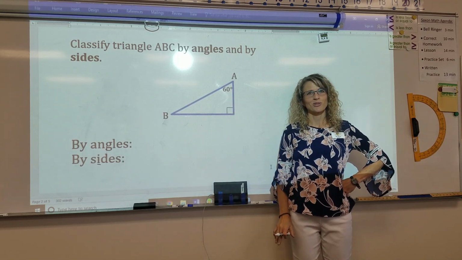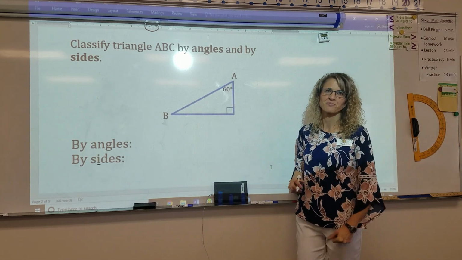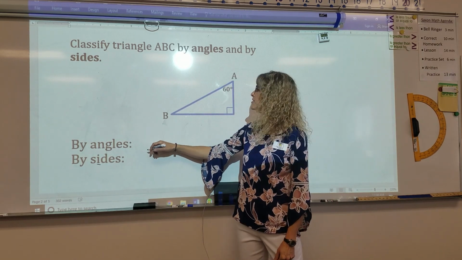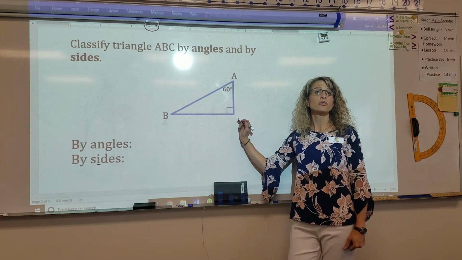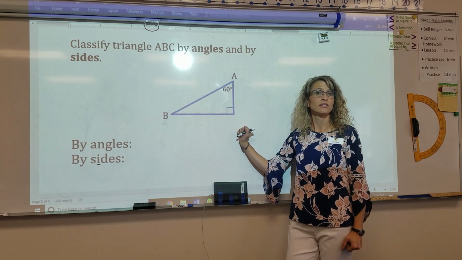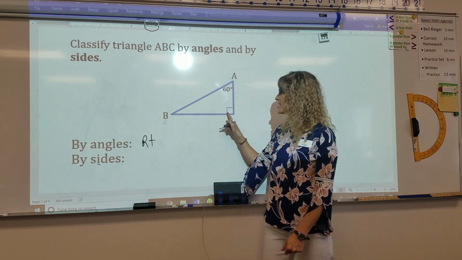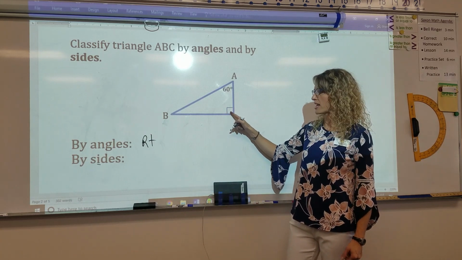Actually, I'm going to call an individual student. Bryce. Your choices are acute, obtuse, and right. It's a right triangle. What is it, class? Get ready? Right triangle. All right. Its largest angle is right there, and it's 90 degrees, so it's right.